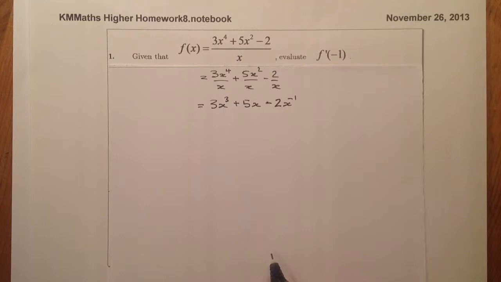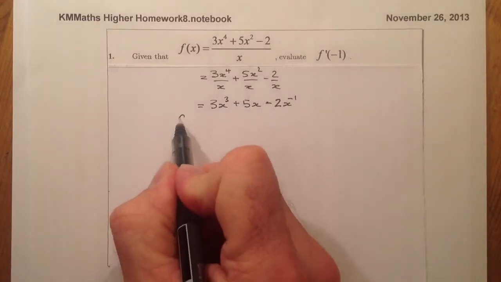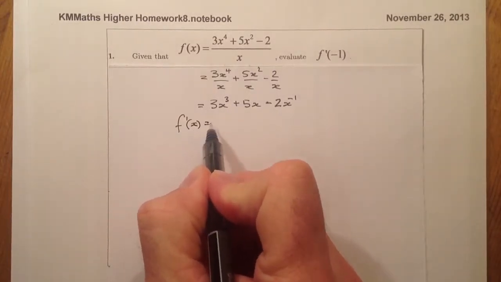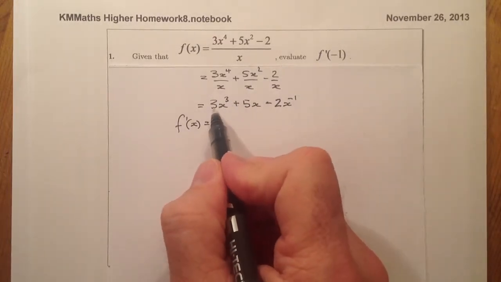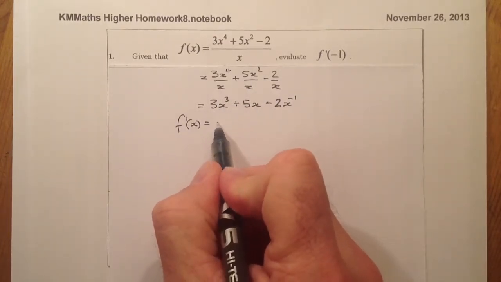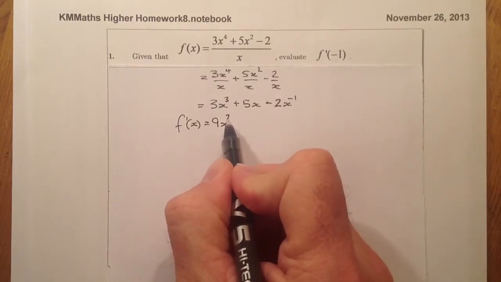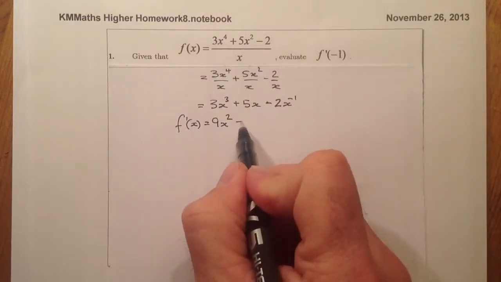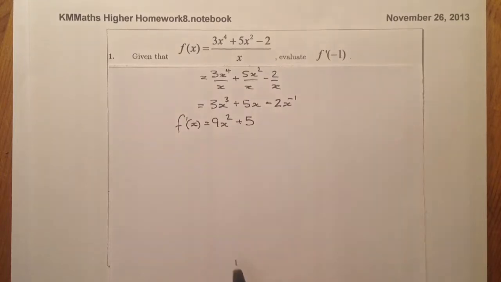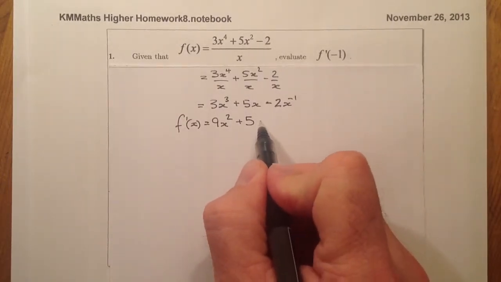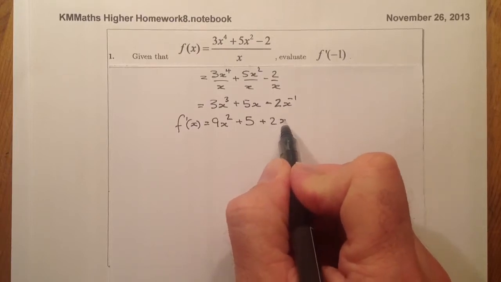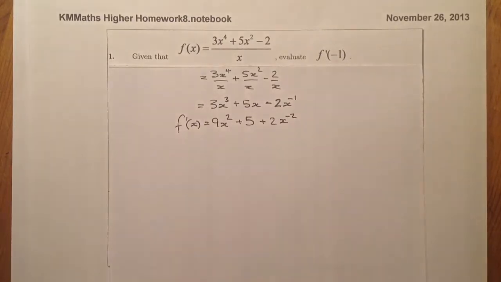That's now in a form where I can differentiate, and I'm going to go ahead and just do that. So differentiating, we multiply the power by the coefficient at the front, so that's going to give me 9x and reduce the power by 1. Plus 5. Minus 1 times minus 2 will give me a plus 2, and that will be x to the minus 2, and I take that down from there.